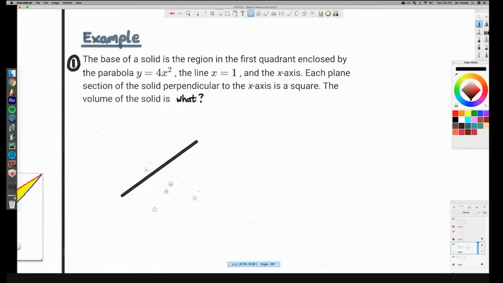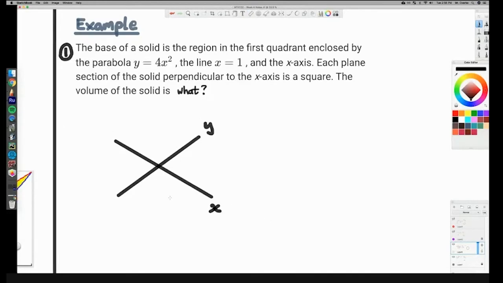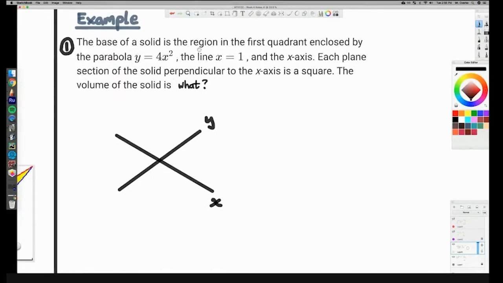tilted XY axis. So you end up with something that looks like this. Okay, I'm going to label this just for fun. You don't really need to do this, but this is Y and this is X. Okay, the base of the solid is the region. So we're going to draw the base first. It's the region that's enclosed by this parabola and the line x equals 1.